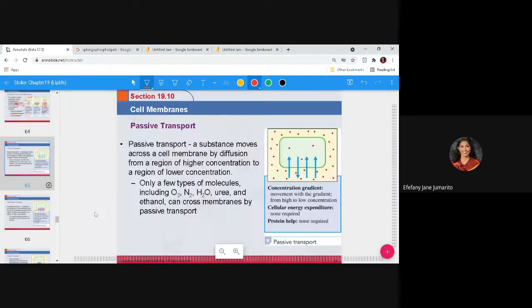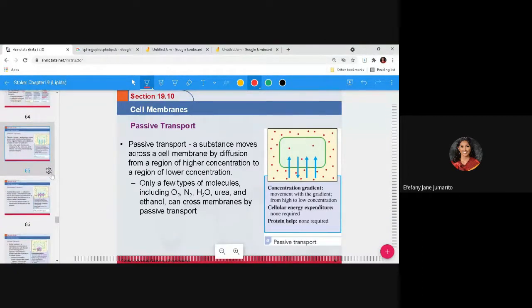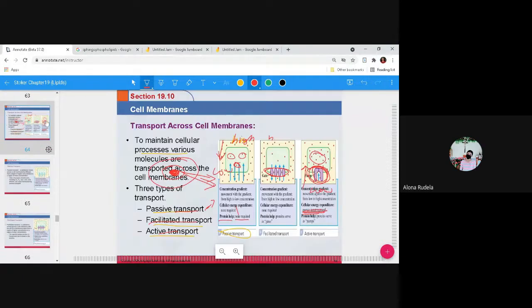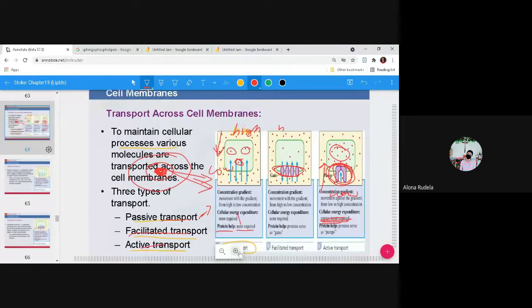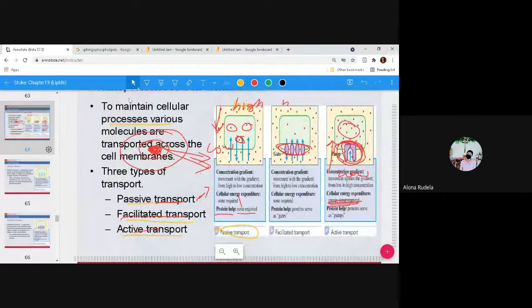Okay, so what's the difference between passive and active transport in terms of proteins? Ma'am, passive transport, it also does not need proteins. Then the facilitated, ma'am, it needs proteins. Okay, so what's the difference between facilitated and active transport in terms of proteins? Protein help.